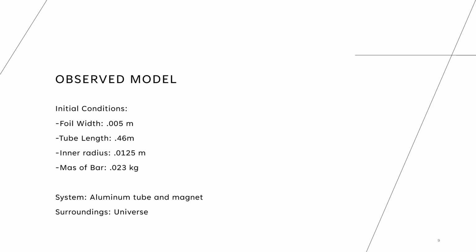Observations. Observe model. The initial conditions of our experiment were the foil width being 5 centimeters, the tube length being 46 centimeters, the inner radius being 1.25 centimeters, and the mass of the bar being 23 grams. Our system was the aluminum tube and magnet, and our surroundings were the universe.